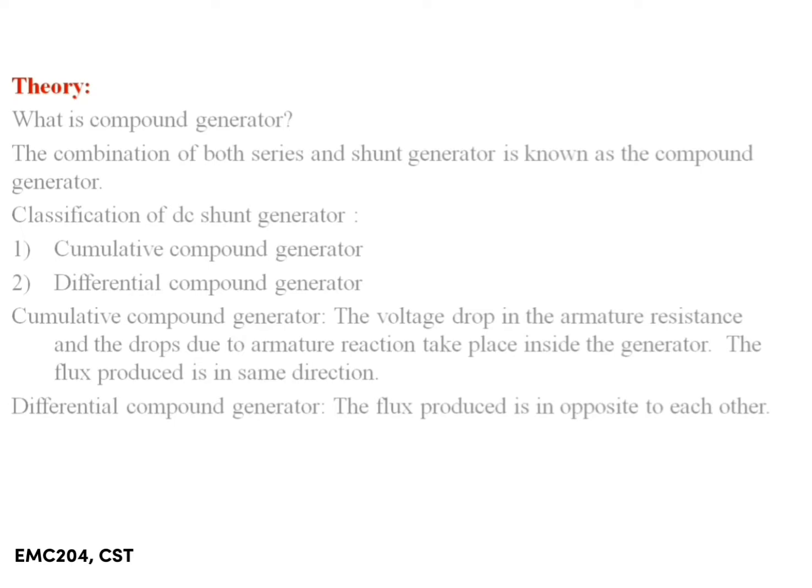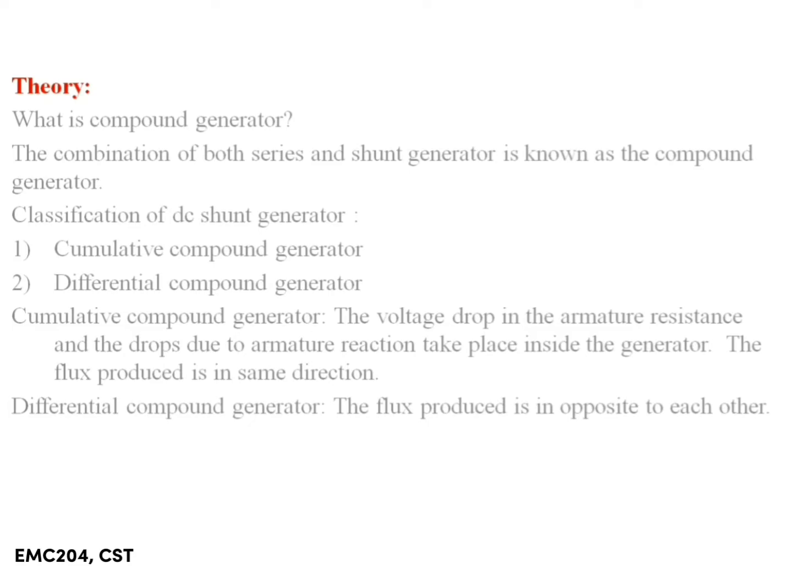Before going into the experiment, first let us briefly see the theory of this experiment. What is a compound generator? The combination of both series and shunt generator is known as the compound generator, and the classifications are: number 1, cumulative compound generator; number 2, differential compound generator.